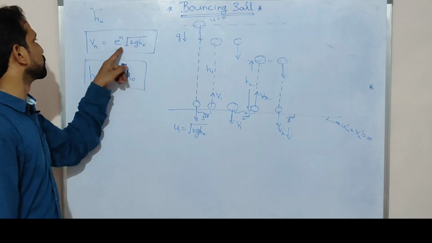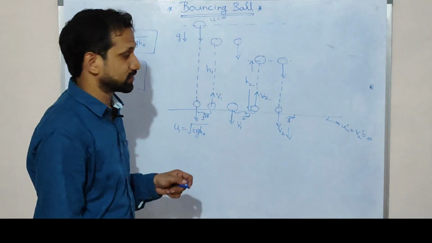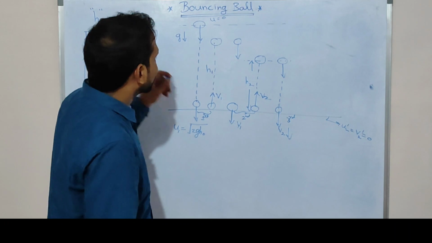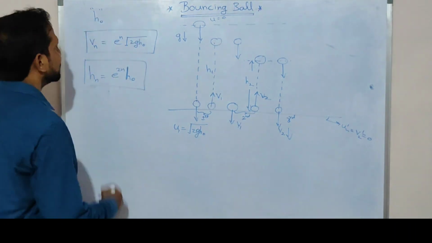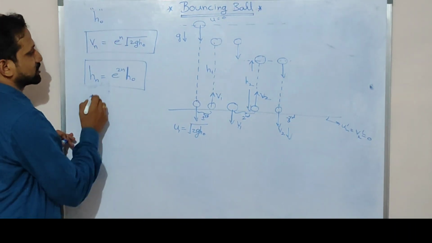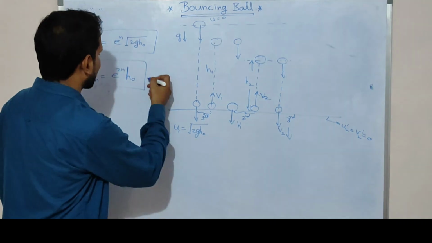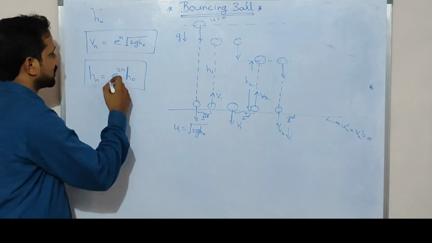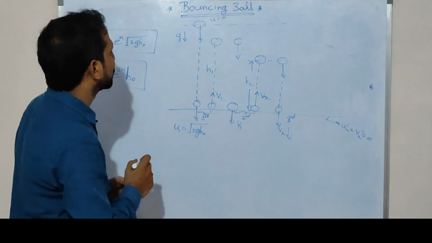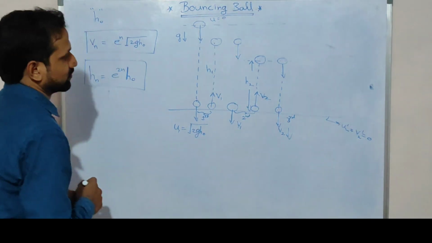E power n into root 2g h naught will be the velocity of the ball after nth impact. Corresponding height: h1 is going to be e square h naught, h2 is going to be e power 4 h naught, and so on. hn will be e power 2n into h naught. This is how the situation will be.